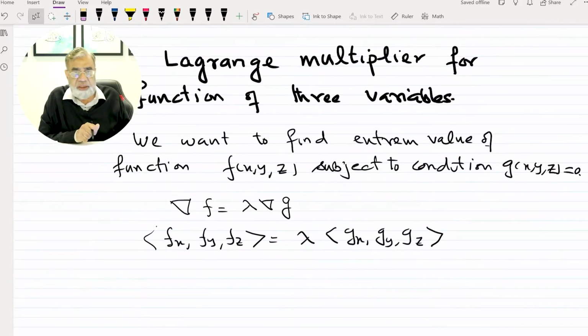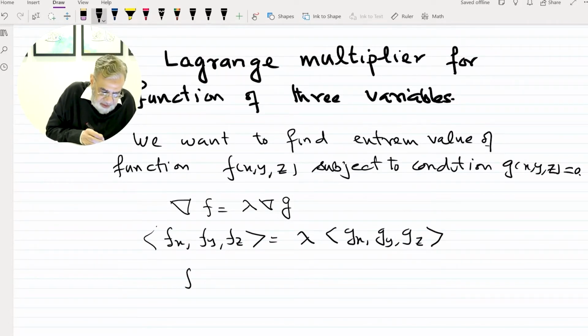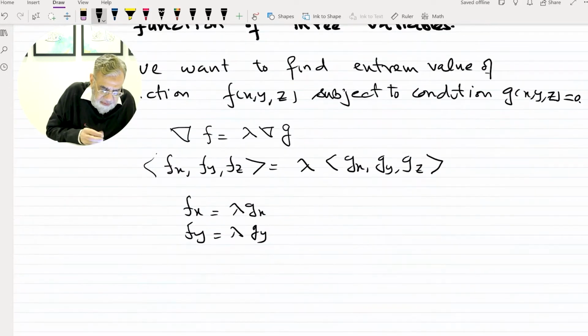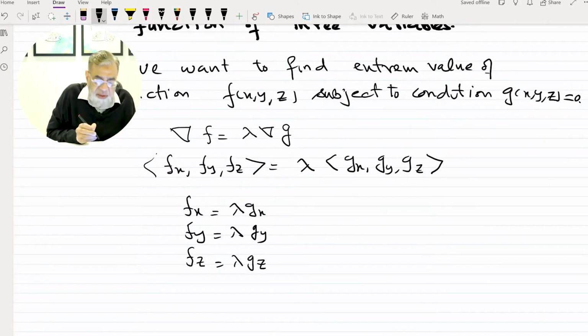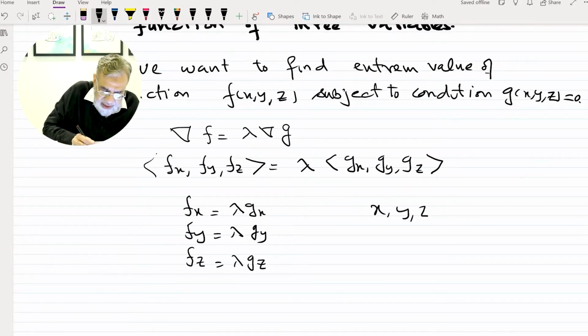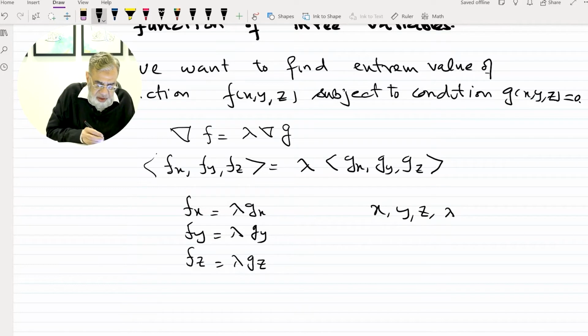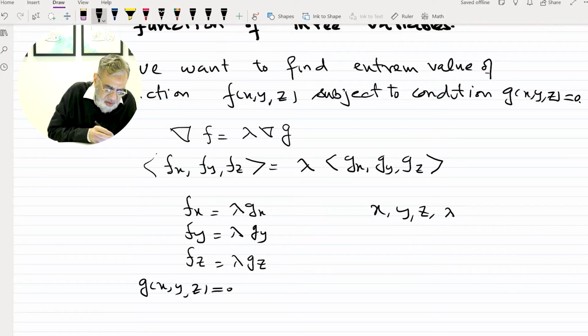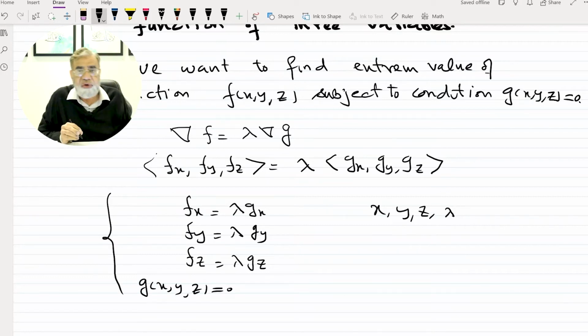Now when these two vectors are equal, we can write here 3 equations. Number 1, f of x is equal to lambda times g of x, we have f of y is equal to lambda times g of y, and we have f of z is equal to lambda times g of z. And then we have the constraint, because the unknowns are x, y, z, and lambda, the Lagrange multiplier. So we take here a separate condition. Our condition is g of x, y, z equal to 0. So we solve these 4 conditions for 4 unknowns.